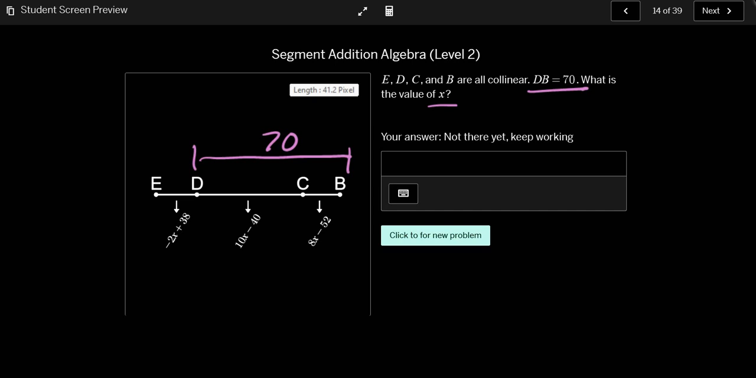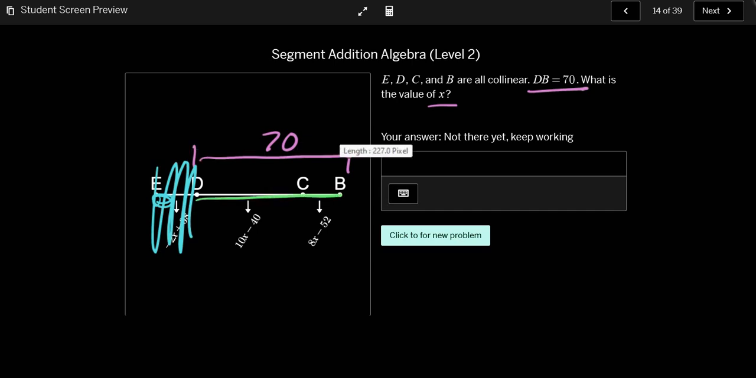Now we're looking at this, and we're like, okay, well that's only part of the segment. What about this whole ED section over here? I don't know what that is. But the great thing about it is, it doesn't matter. I'm given D to B, and that's the only thing that I need. I don't care about this ED segment anymore. I only care about what the information is actually giving me, which is this section here from D to B.